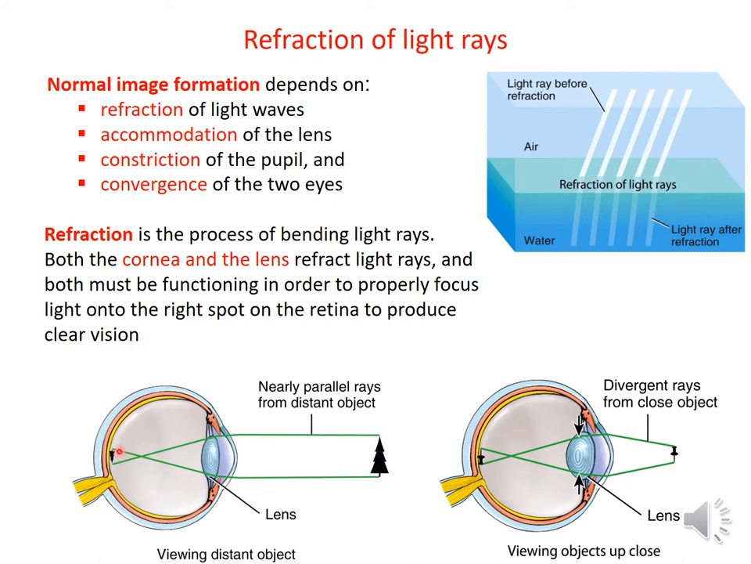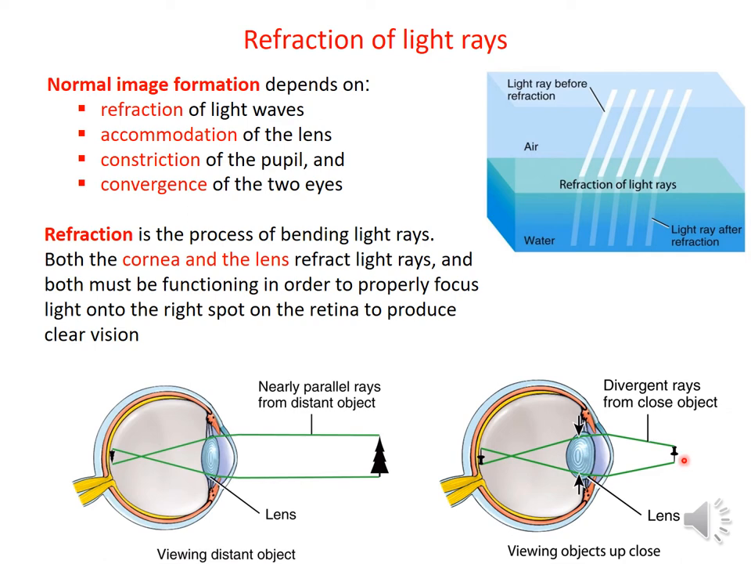And this bending produces formation of the image of the object on the retina, especially on the right spot of the retina, which is known as the fovea centralis, to produce clear vision. We have here a far object, and the light rays coming from the far object are nearly parallel rays, while near objects usually produce divergent rays, and these divergent rays need more refraction, and in order to produce more refraction, we have to increase the convexity of the lens. We need to increase the convexity of the lens in order to produce what? In order to produce more refraction.